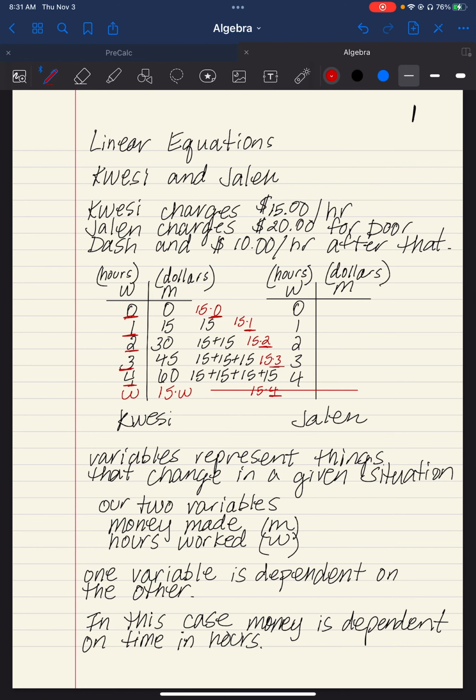We could also write this as just 15W, with no product operator in between. So if you see this right here with nothing in between, it actually means multiplication. When you don't see the operator, it means multiplication. All right, so let's keep going.